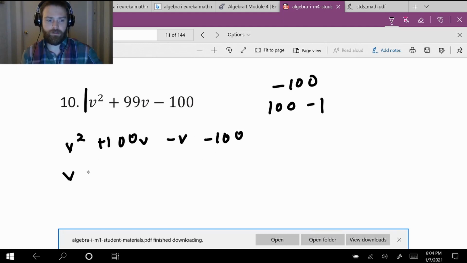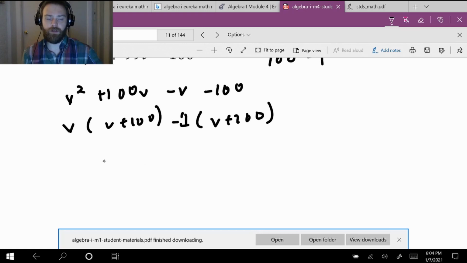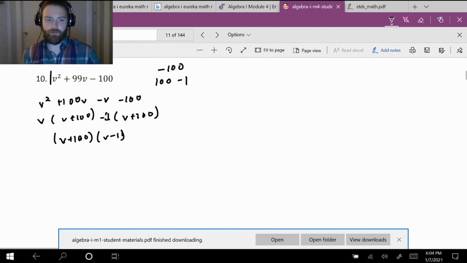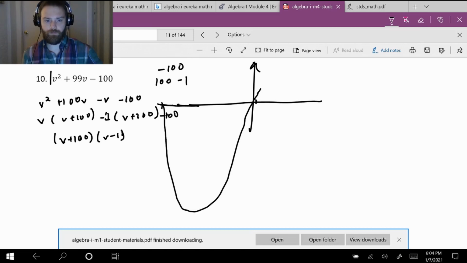V factors out of these two, so I'm left with v plus 100. And then over here, negative 1 factors out of these two, so I'm left with v plus 100. So this tells me that v plus 100 is a common factor, and then v minus 1 is another common factor. So this quadratic is weird for its roots. 1 is right here, and then like negative 100 over here, way over there, and then swoop, really big, real big guy.